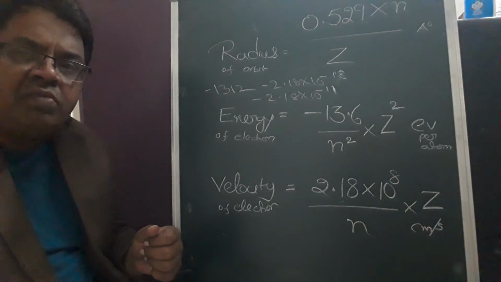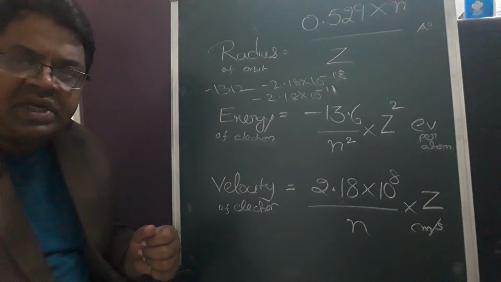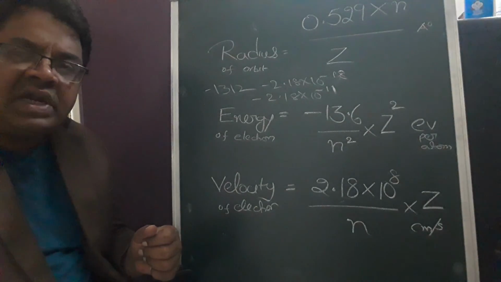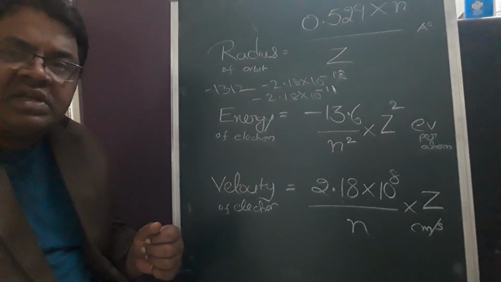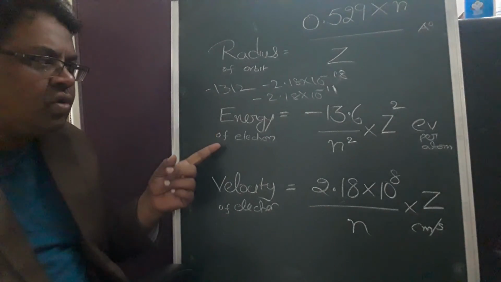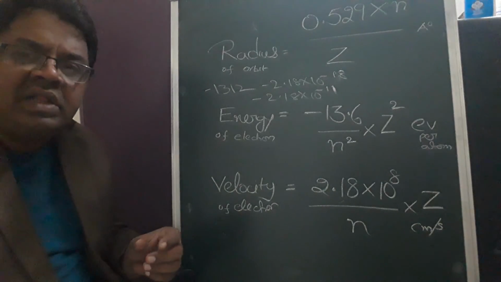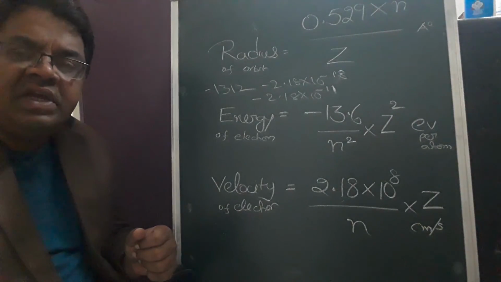So in Bohr's model, in total we have five concepts. The first one is the postulates, which may become true or false questions. The second is the merits and demerits you have to study, the third is radius, the fourth is energy, and the fifth is velocity of the electron. All these concepts are very important from the objective point of view.